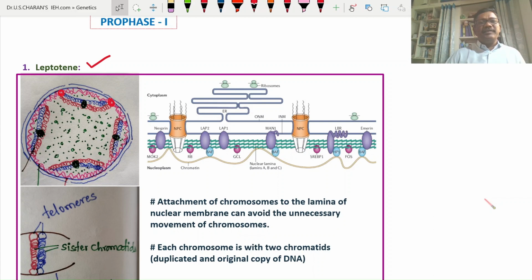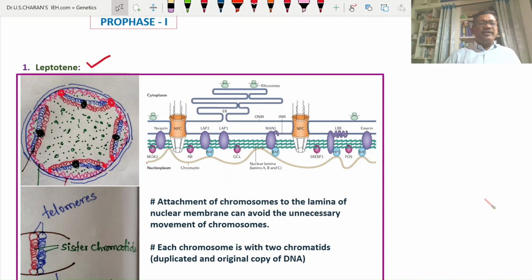At the telomere region, these chromosomes are attaching to the laminal proteins. So why are they attaching to the laminal proteins? Because the homologous pair of chromosomes are coming toward each other, and to avoid unnecessary movements, these are attached to the laminal proteins at the telomere region. Here you can see the inner membrane containing the laminal proteins, and the chromosomes attached to them to avoid unnecessary movement.